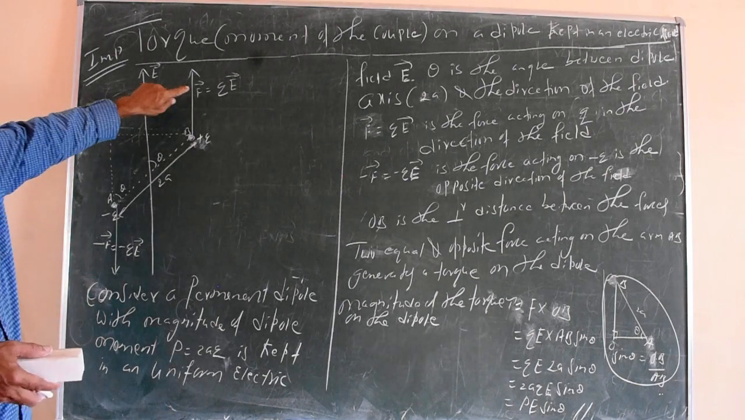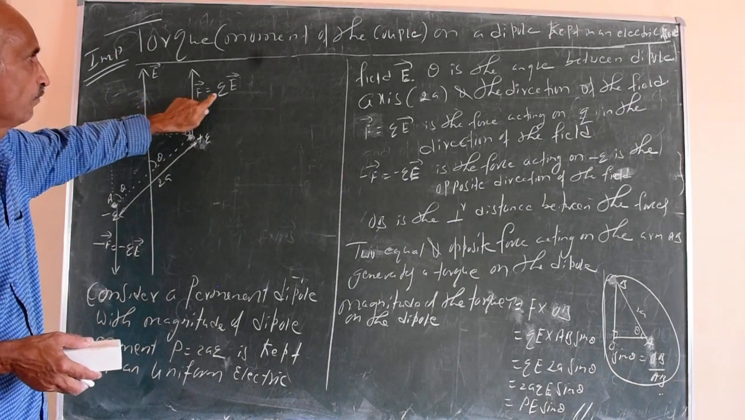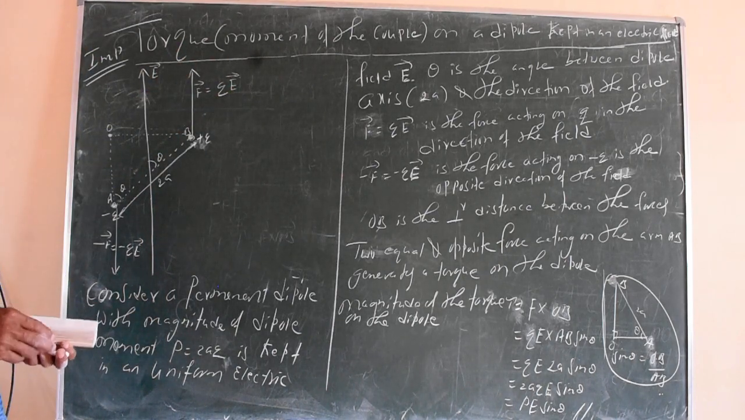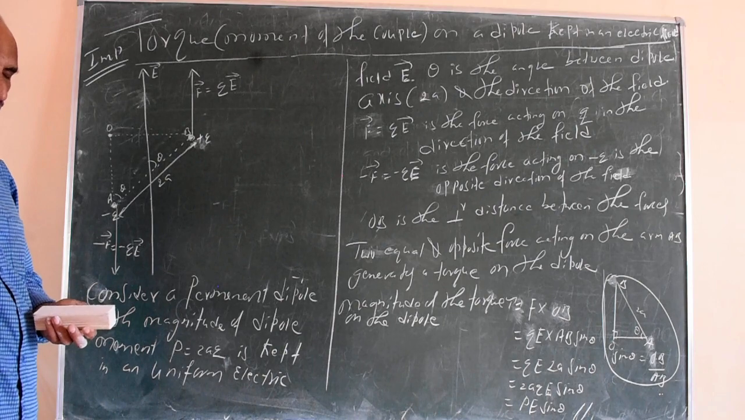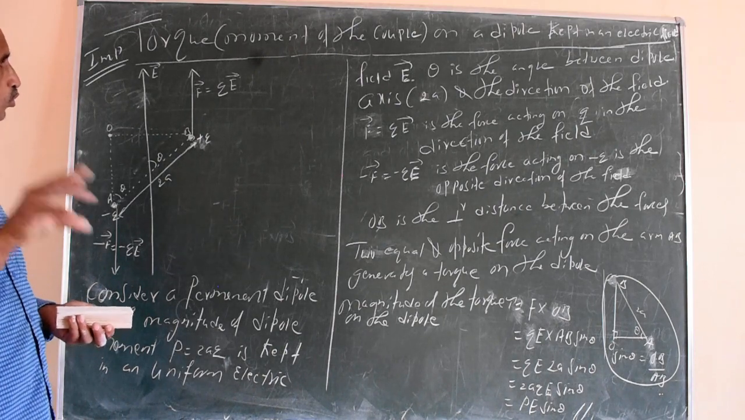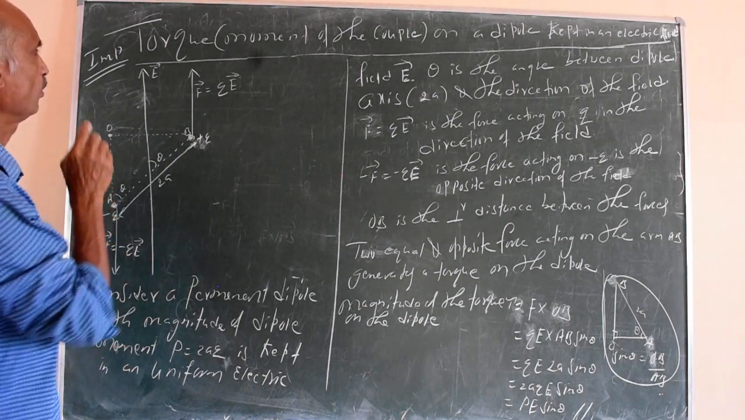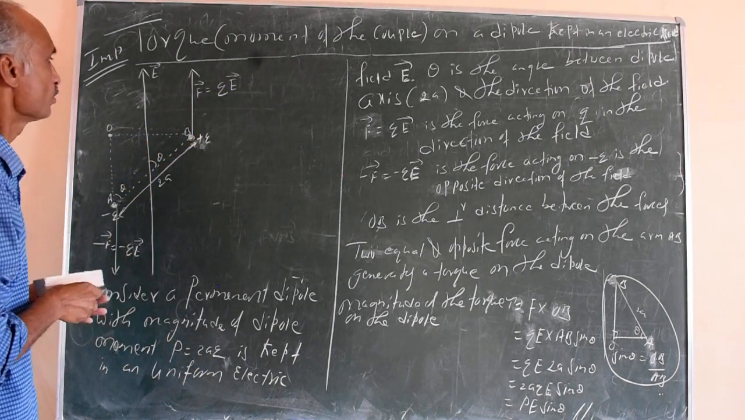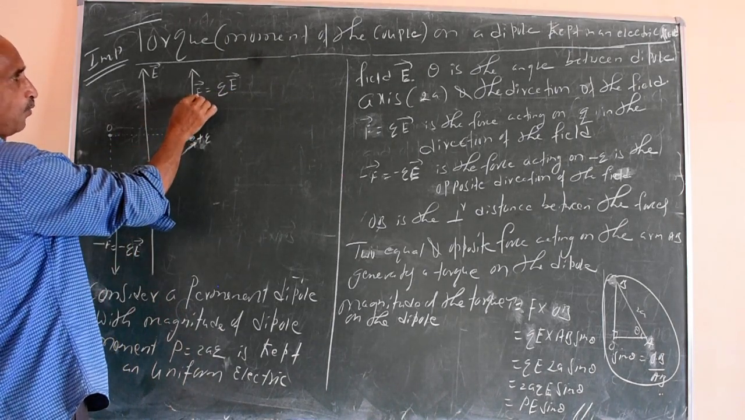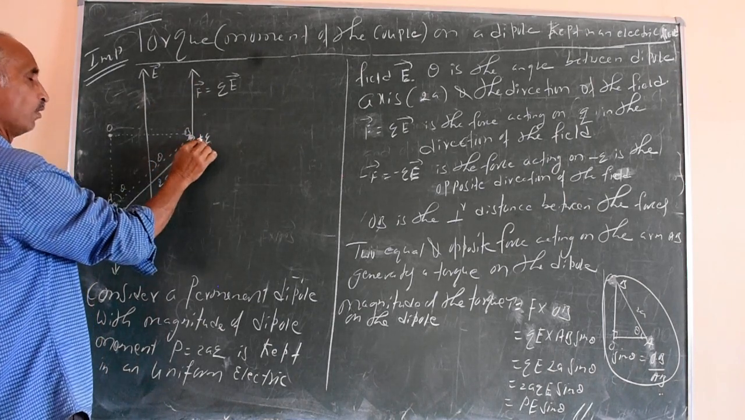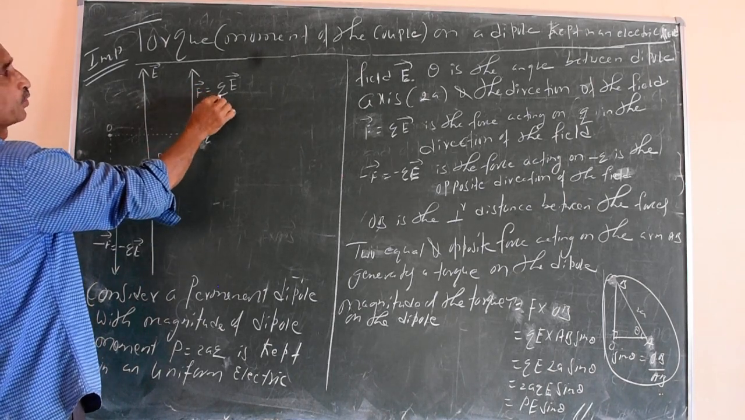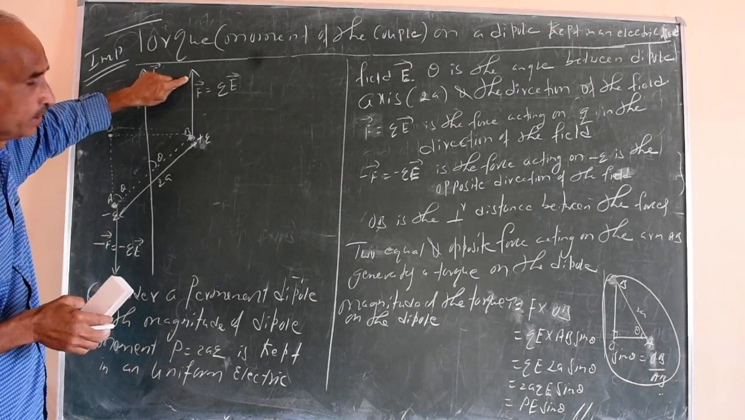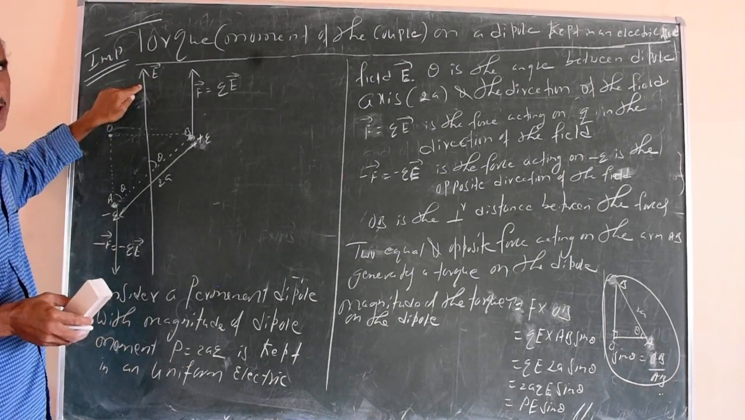What is the force? The magnitude of the force F is equal to q, the charge, into E, the field. So when any charge is kept in a field, a force will be acting on the charge. What is the electric force? F is equal to qE. So two forces are now acting. On plus q, a force F bar is equal to q E bar in the direction of the field. Look at the direction of the force: in the direction of the field. That is the theory given.